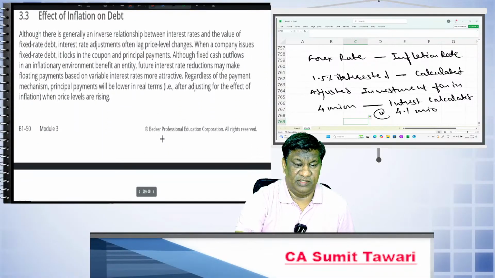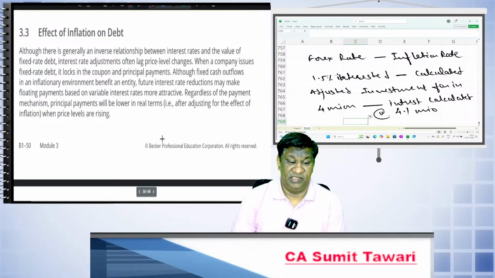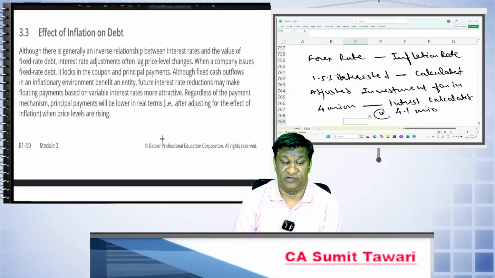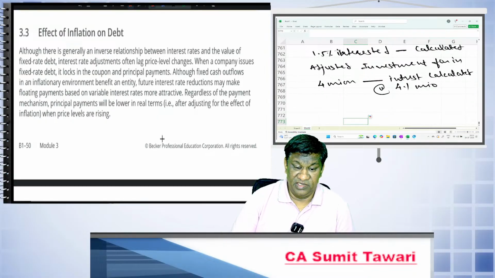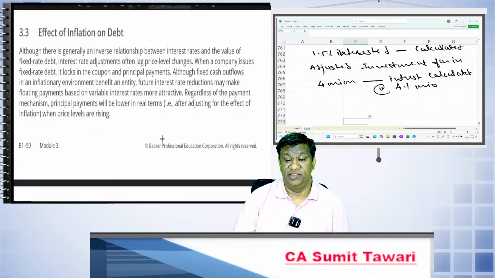So, the effect of inflation on debt. Although there is generally an inverse relationship between the interest rate and the value of fixed rate debt. Okay, so why are we saying inverse relationship? Because if the interest rate is high, then the value of the debt decreases.